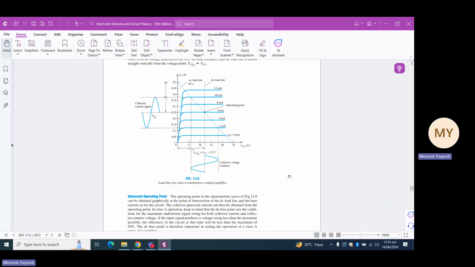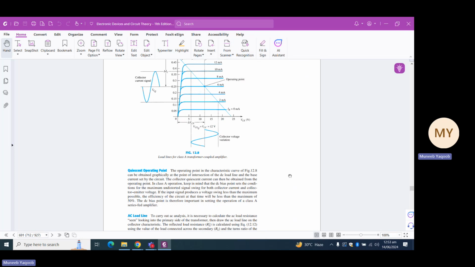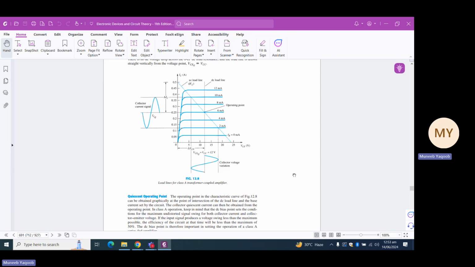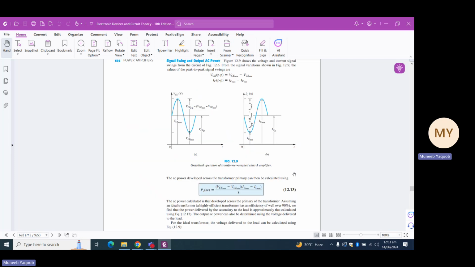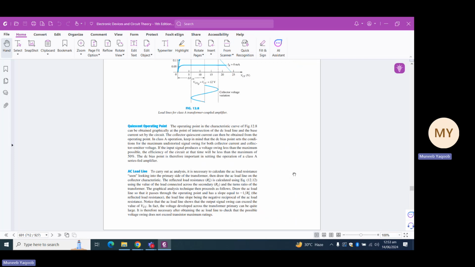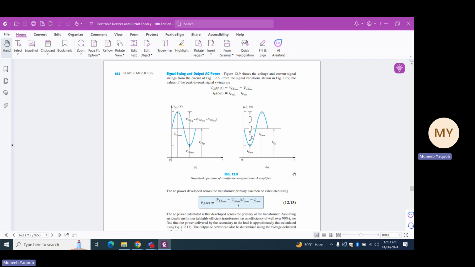Now, coming to the operating point, I already told you that the quiescent point is basically the point of intersection of the load line and the output characteristic curve. What is a load line? We have already discussed it in our previous lecture.